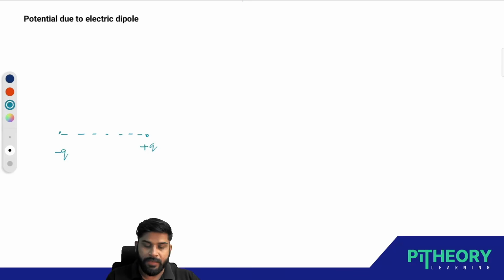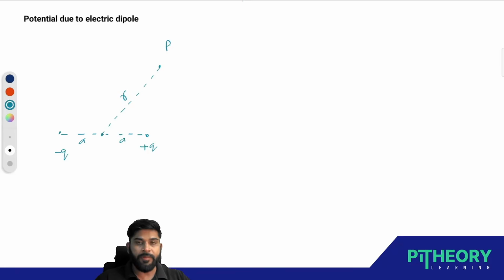The distance between them, let's take it as 2a. Now see here, I'm considering an oblique point, a point P, which is more aligned to this positive charge, so that this derivation will be easier. So be careful on this part. Let's consider this point P is at a distance r from the center of the dipole. From the minus q charge, this point P is at a distance like this, and from the plus q, at a certain distance like this. We can actually write, correct?